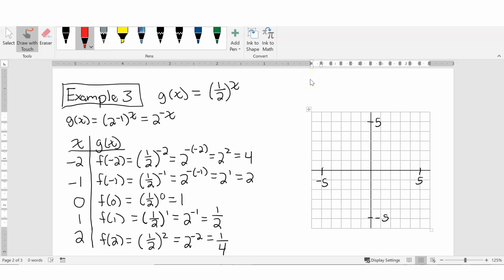So when x is minus 2, we'll be at plus 4. When x is minus 1, we'll be at plus 2. When x is 0, we're at 1. And again, we'll have these fractional values. When x is 1, this point will be 1/2. And when x is 2, we'll be at 1/4. And so the graph will look approximately like this.